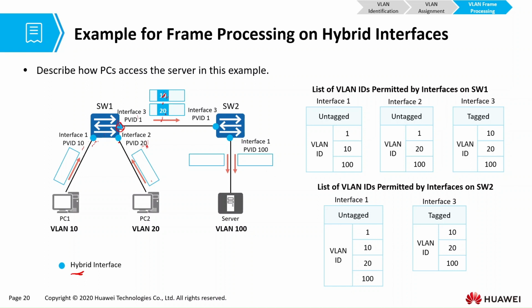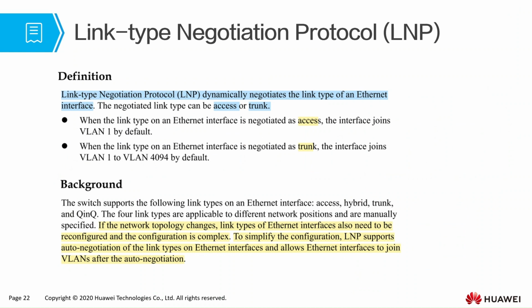Of course, in the real world, we don't go one by one. We will enable what we call LNP, even though it's not under your syllabus, but it has come up in the HCIA Datacom questions. Remember, LNP stands for Link Type Negotiation Protocol. Basically, it dynamically negotiates the link type of the Ethernet interface, either access or trunk.